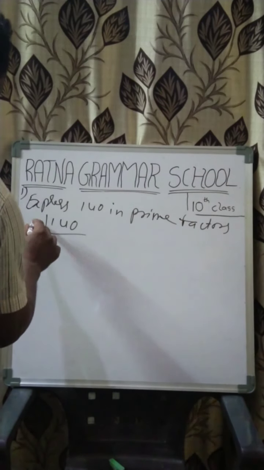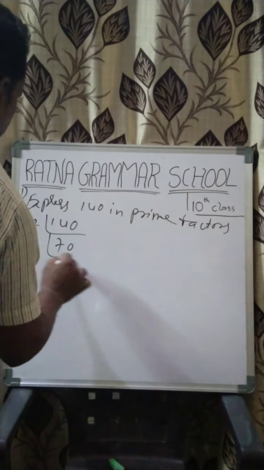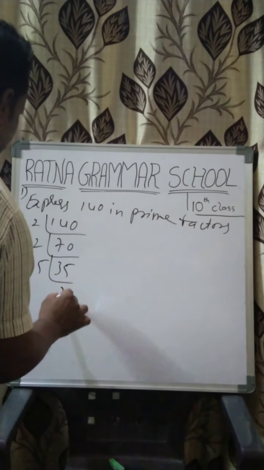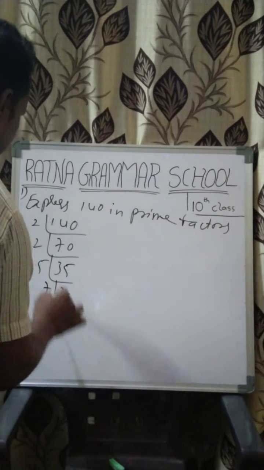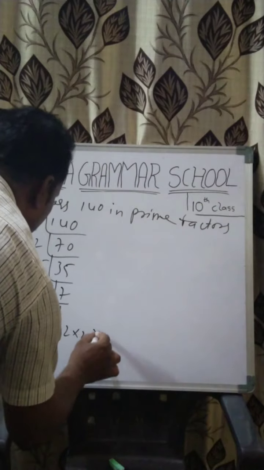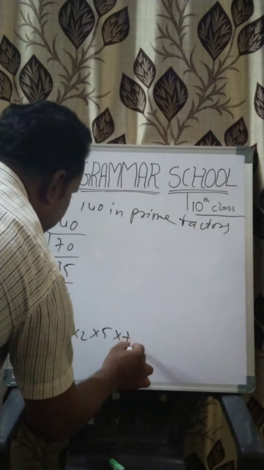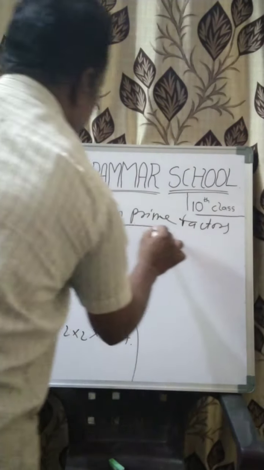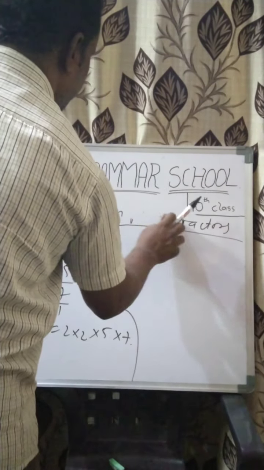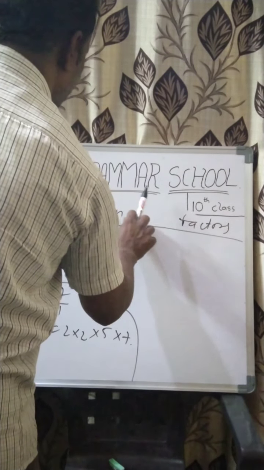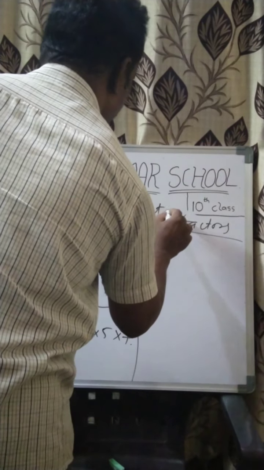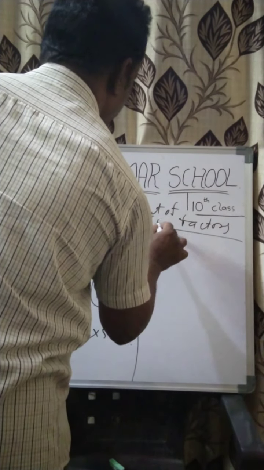First we take 2. 2 sevens are 14, 0. 2 thirty-fives are 70. Again 5 sevens are 35. 7 ones are 7. So 140 equals 2 into 2 into 5 into 7. This is only the product of primes. Just we will change the question: product of prime factors.